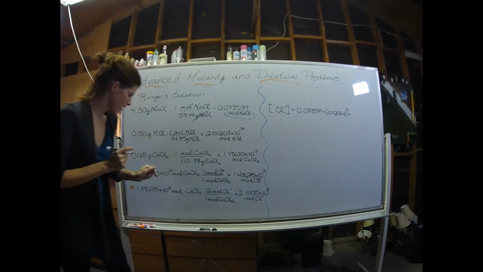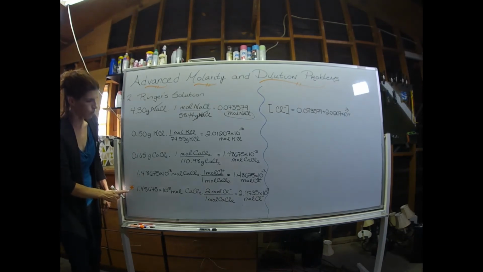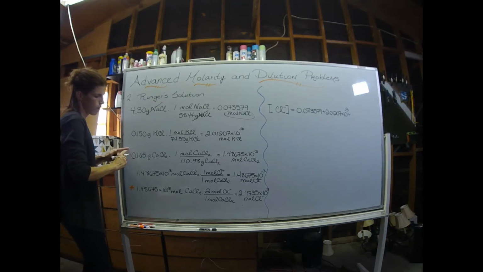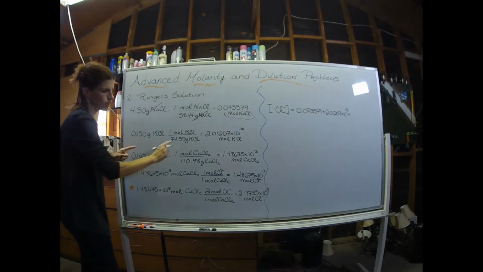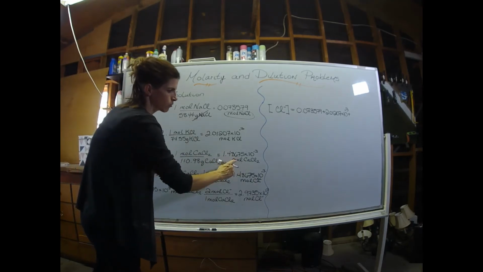And then we have calcium chloride. So I put a star on my work for calcium chloride. In this first step here, I just took the mass of calcium chloride that we were given, used the molar mass, and converted it over to moles of calcium chloride as a whole.